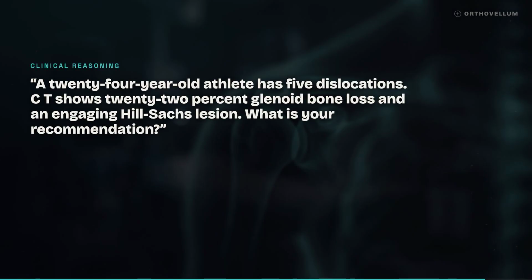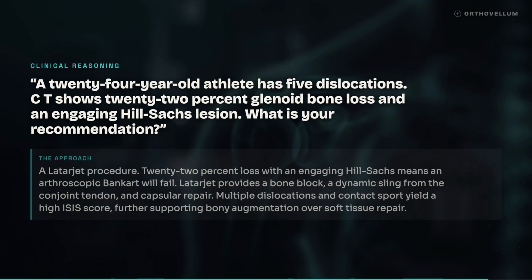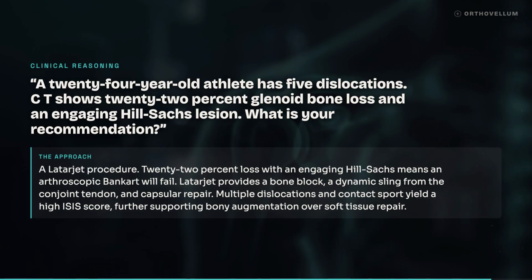Now consider a 24-year-old athlete with 5 dislocations, 22% glenoid bone loss, and an engaging Hill-Sachs lesion. An arthroscopic Bankart will inevitably fail here, so a Latarjet procedure is recommended to provide a bone block, a dynamic sling, and capsular repair. The combination of multiple dislocations, off-track pathology, and likely contact sport yields a high ISIS score, firmly supporting bony augmentation over soft tissue repair.